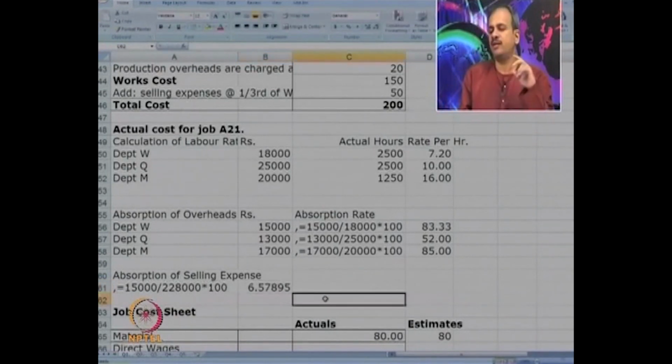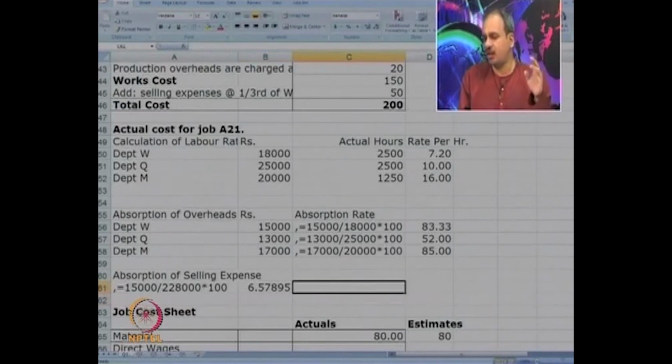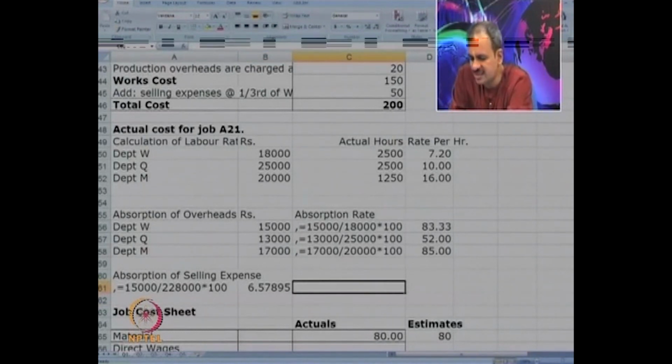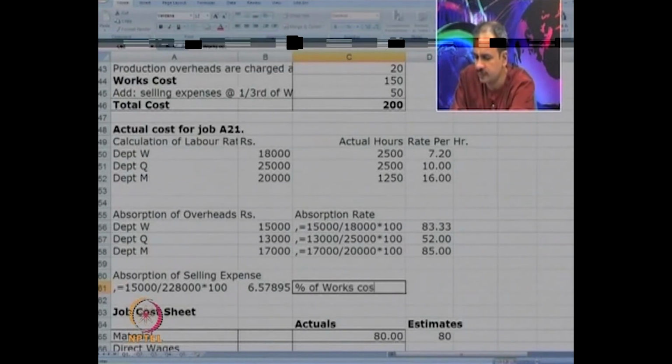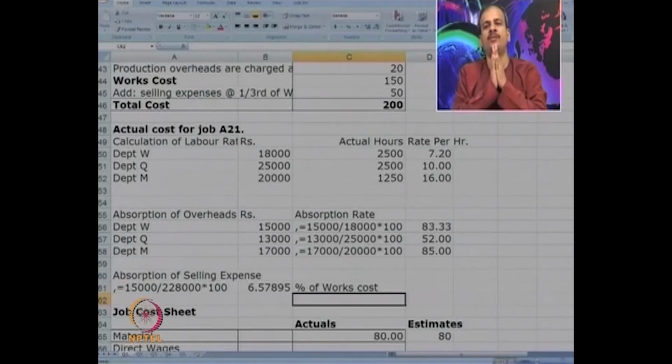It's 8.5789% of works cost. I hope it's clear to you now.